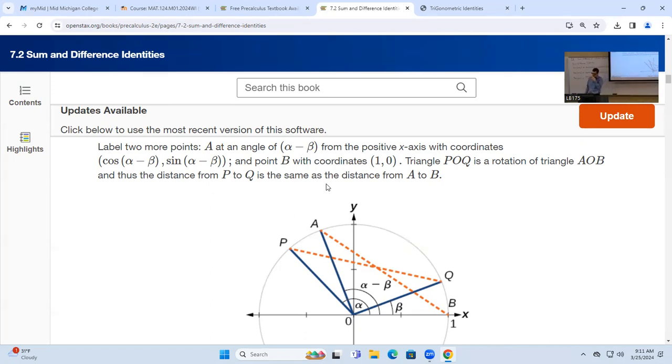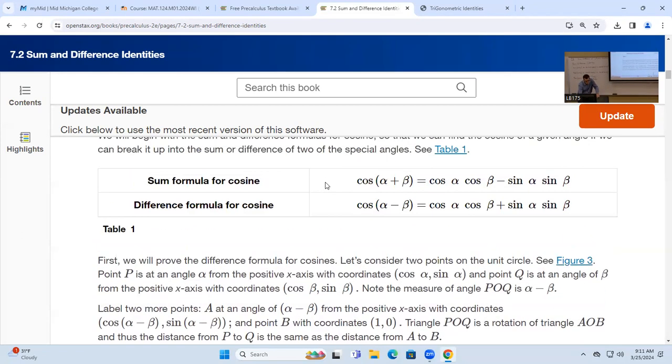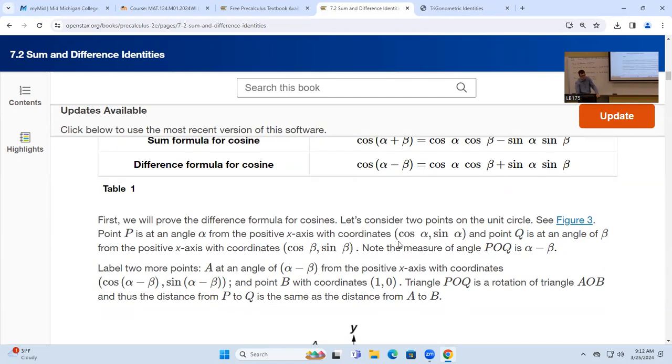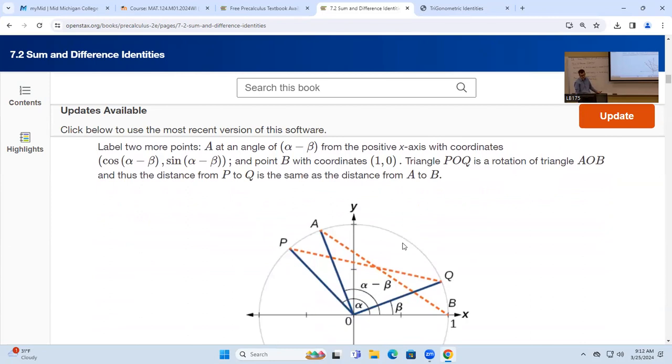This gives you one for differences. So this gives you the difference formula with the minus sign. As you can see, if you start with a negative beta, what would happen? Well, cosine of negative beta is the same thing as cosine of positive beta, so that stays the same. And then sine of negative beta, you can pull out the negative and make the minus into a plus. So there's no real difference there. But it's easier to see with A minus B, or alpha minus beta.